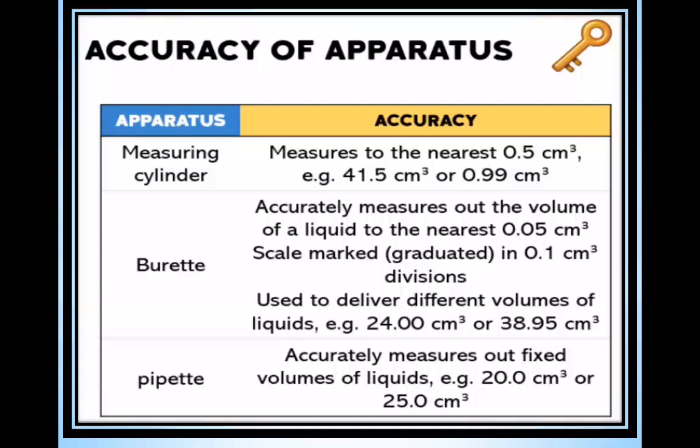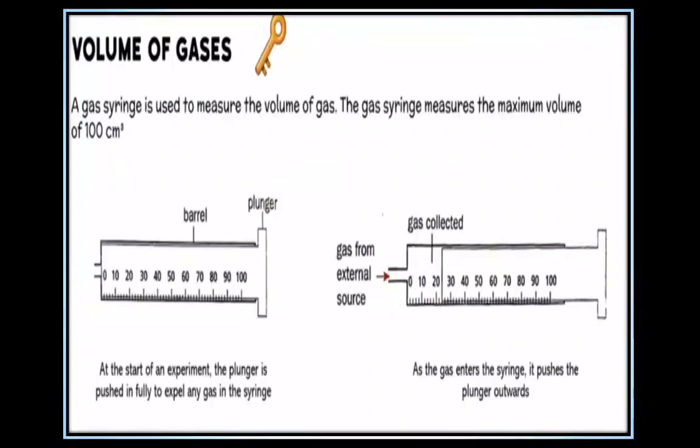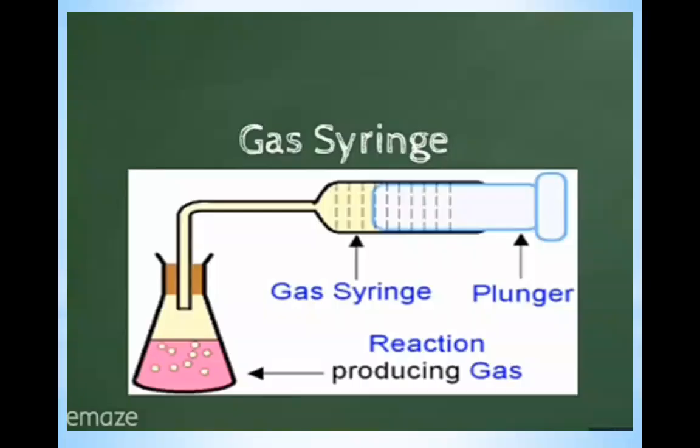Then, accuracy of apparatus. How accurate they are. A measuring cylinder measures to the nearest 0.5 centimeter cube. A burette accurately measures the volume of a liquid to the nearest 0.05 cubic centimeter. Then a pipette accurately measures fixed volumes of liquids like 20 cubic centimeter or 25 cubic centimeter. Volume of gases. A gas syringe is used to measure the volume of a gas. This is a gas syringe.